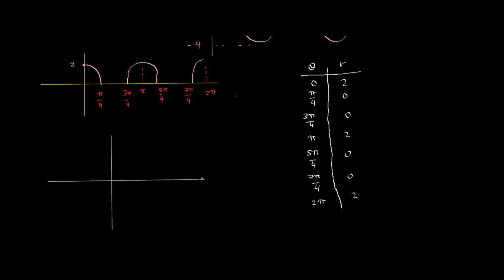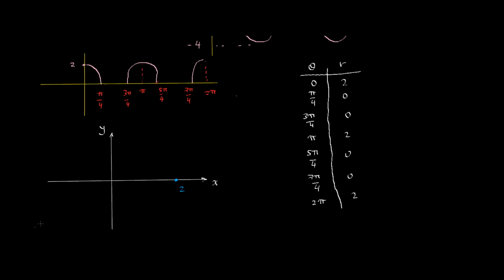So this is x, this is y. Okay, so when theta equals 0, r is equal to 2. And theta equals 0 represents the positive x-axis. So along the x-axis, we're going to have this point here, 2. And if you look here, you see as theta goes from 0 to pi over 4, the value of r keeps on decreasing until we reach r equals 0 at the angle pi over 4.